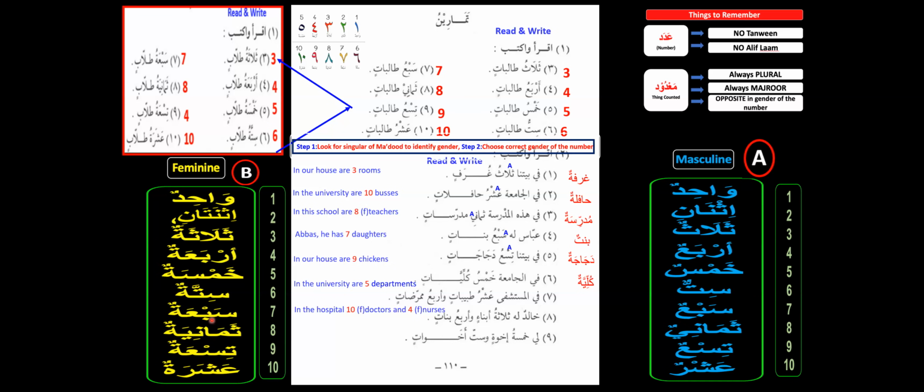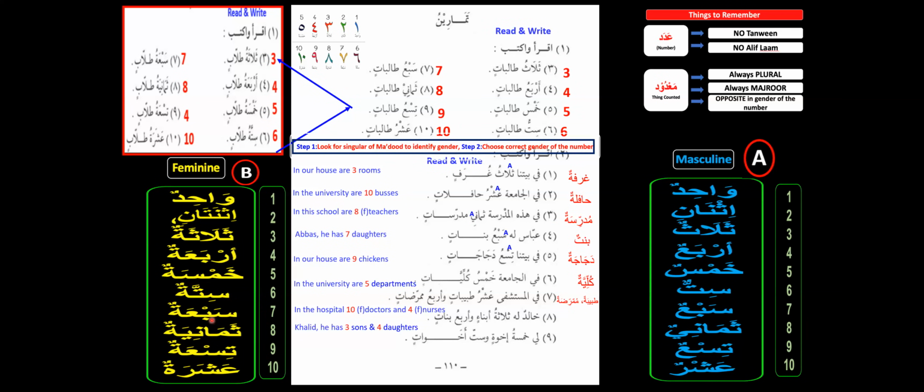Fil mustashfa ashru tabibatin wa arba'u mumarridatin. So tabibat is the plural. What's the singular? Tabibatun. Mumarridat is the plural. What's the singular? Mumarridatun. So both things you are counting, both ma'dud, are basically feminine, though they are people. So the number you are choosing is masculine.